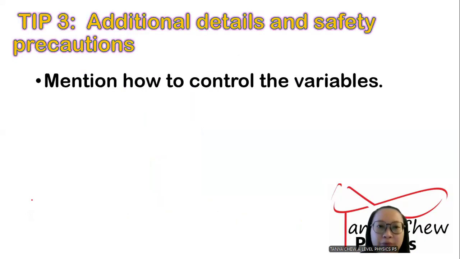Now, tip number 3, additional details and the safety precautions. Additional details and safety precautions are quite important. They give you quite a lot of marks, altogether 6 marks. So you have to mention how to control the variables. You have already mentioned the variables to be kept constant. How do you want to keep them constant? So maybe mention 1 or 2, that would do.